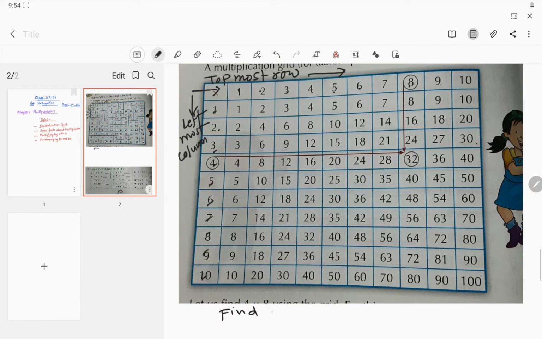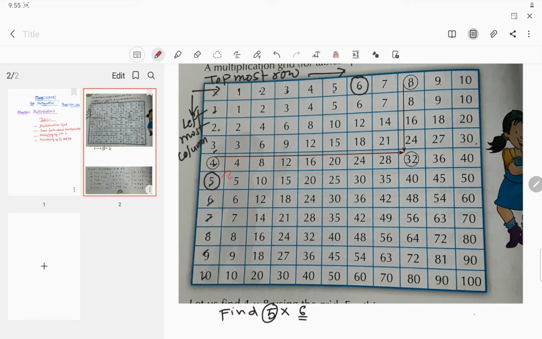Find 5 cross 6. How to do this kind of problem? First of all, we have to find 5 from the leftmost column and circle it. So where is 5 in the leftmost column? This is 5, and now circle it. So I have circled. Now the other number is 6, so you have to find 6 from the topmost row. Here is 6, and now circle it. So I have circled, right?